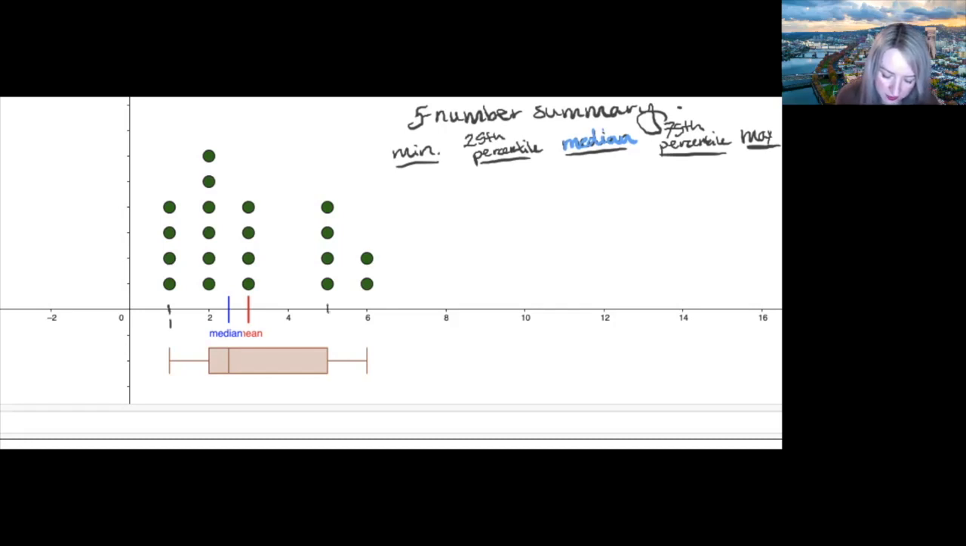You can go ahead and fill in this as well. Okay, so the minimum data point, the value is 1. Okay, we have the median here plotted for us. The median is the 50th percentile.